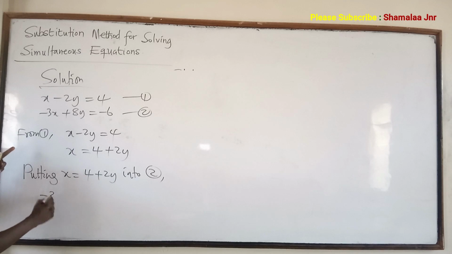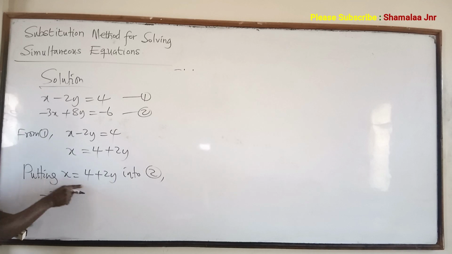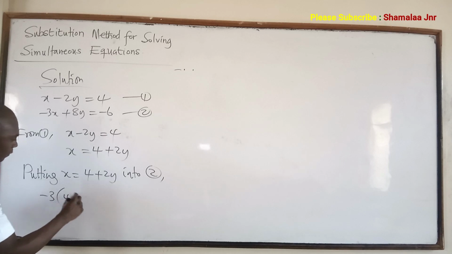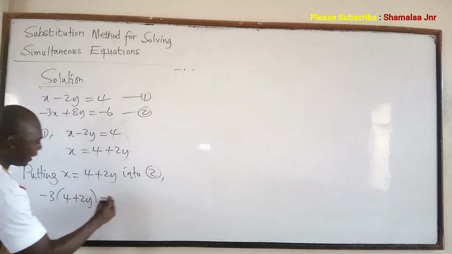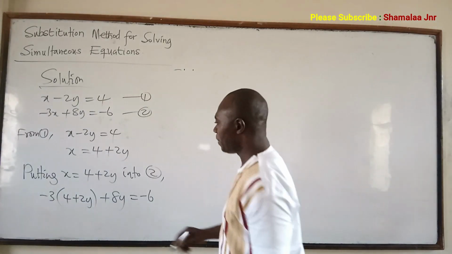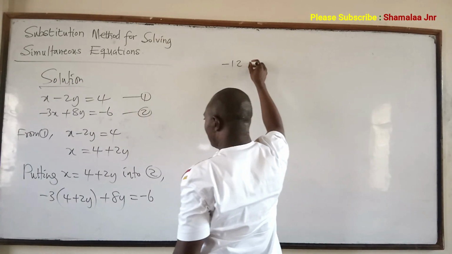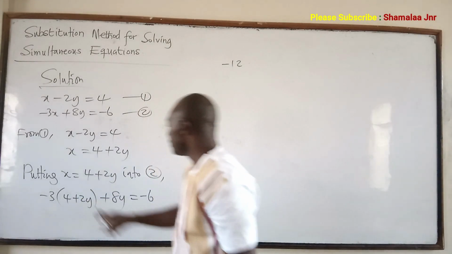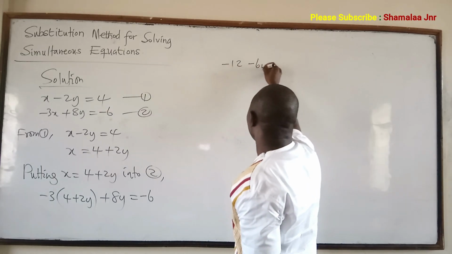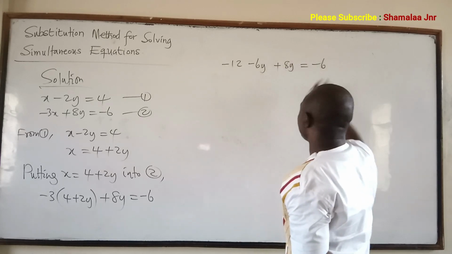It's going to be negative 3, and this is equation 2. So negative 3 times x. I've seen x, so I have to replace x with 4 plus 2y. So this is 4 plus 2y, isn't it? Plus 8y equal to negative 6. Now let's try to expand this. Negative 3 times 4 is negative 12, and then negative 3 times 2y, positive 2y, is negative 6y, plus 8y. This is equal to negative 6.